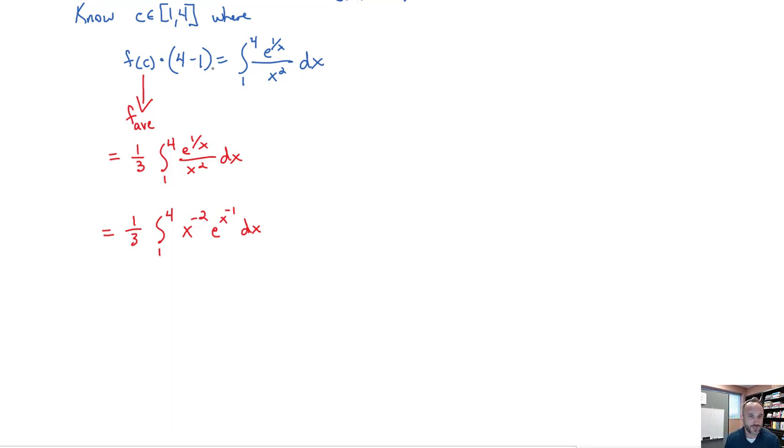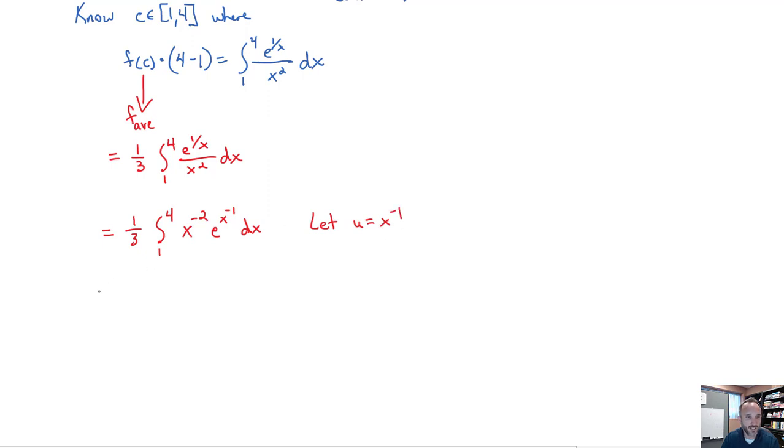Okay, so what we can see here is if I let my u, because I'm going to do this integral by substitution, if I were to let my u be x to the negative first, then my du, the derivative of that, is going to have an exponent that's 1 lower, and it will contain x to the negative second, which is necessary as a component of this integral. So that's what we're going to do. So I'm going to let u equal x to the negative first.